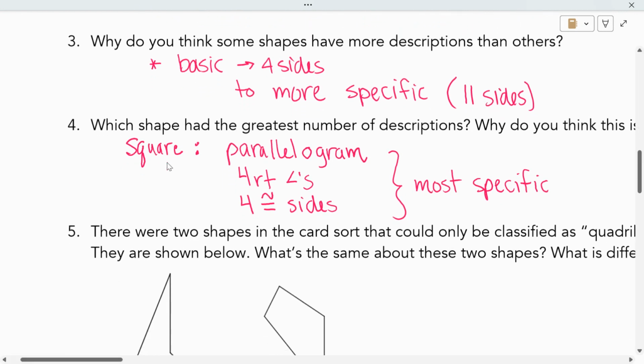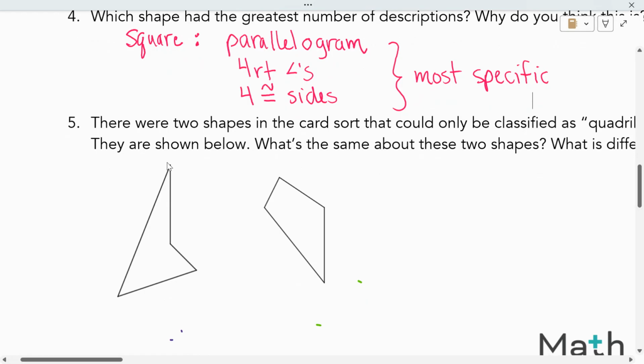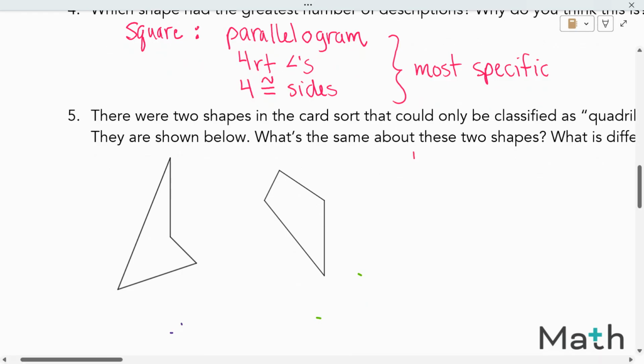There were 2 shapes that we couldn't do anything with. We just called them quadrilaterals. And those were the 2 shapes that we just called quadrilaterals. How are they the same? And how are they different?